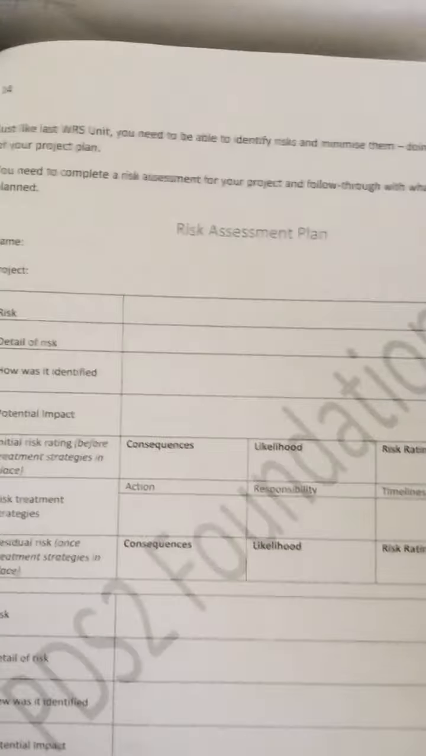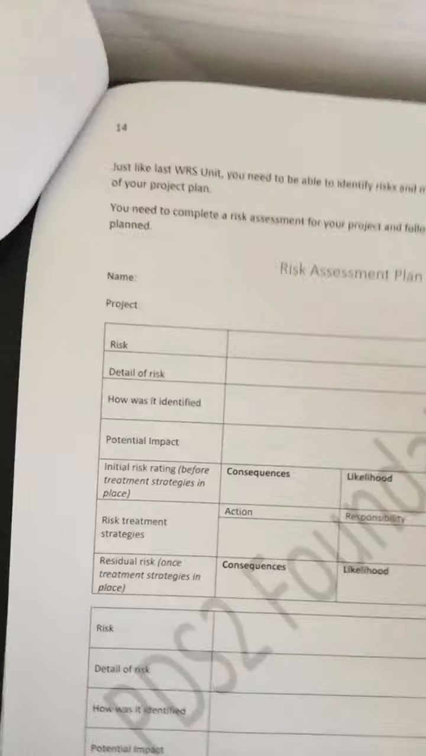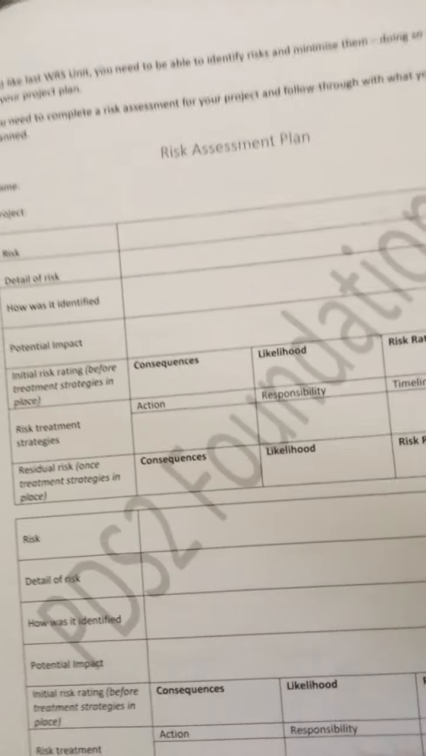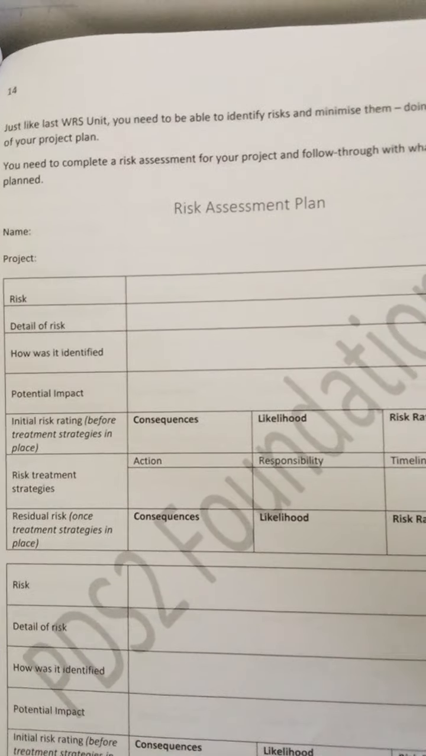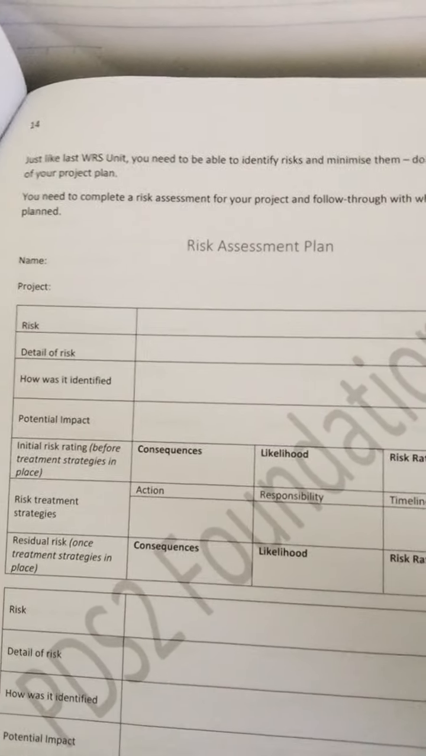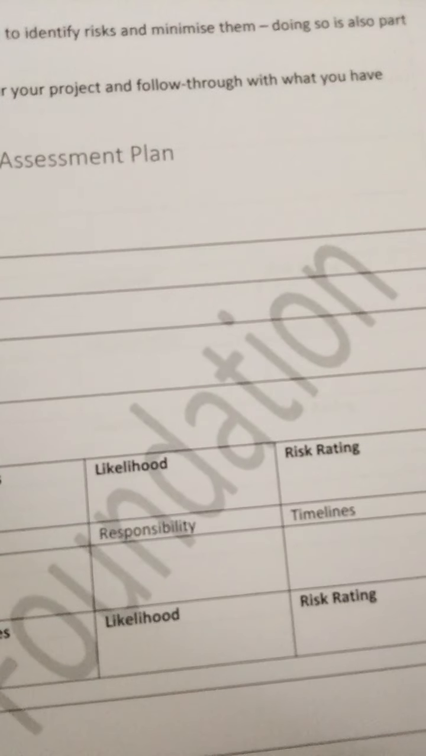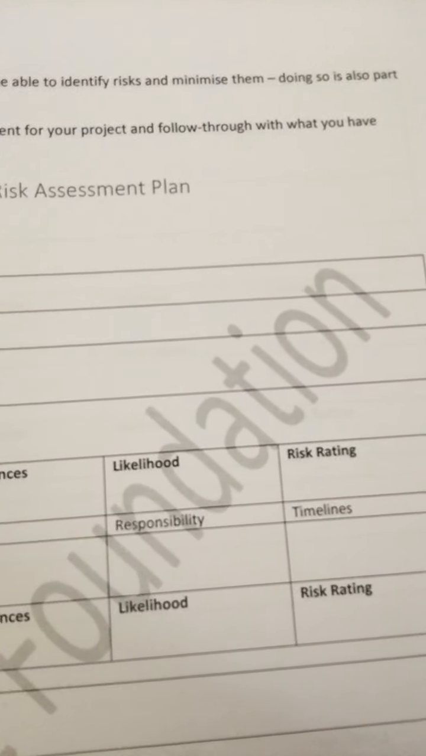Now, we need to make sure you do a risk assessment for this. So in reference to this, I remind you of what you've done for work-related skills units 1 and 2 in the past with your risk assessment hierarchy of controls and the risk matrix so that you can create this. But again, just tell us what the risk is, the details of the risk, how it's identified, and potential impacts.